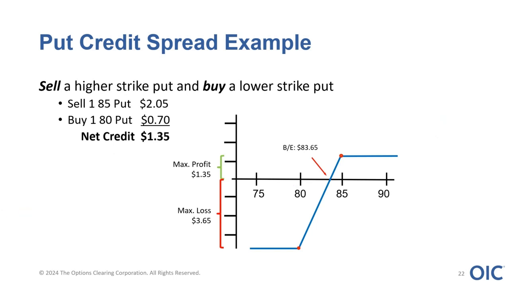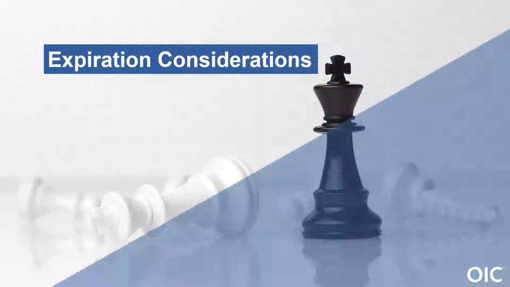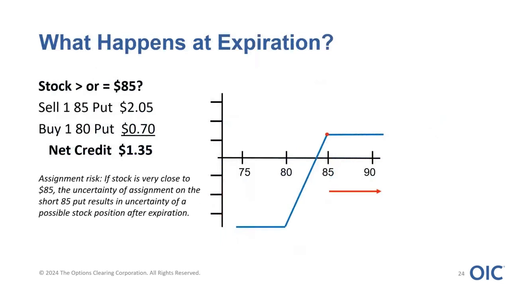Let's talk about the expiration considerations on this. It's exactly the same as the call spread, but the opposite way. So you've got three potential outcomes: above 85, below 80, or in between. Above 85, both of these options are theoretically going out without value. Your 85s and your 80s are going to go out worth zero, and you would get to keep the $1.35 in credit that you took in when you sold the spread. Below 80, we'll talk about in a second, and in between, we'll address also.